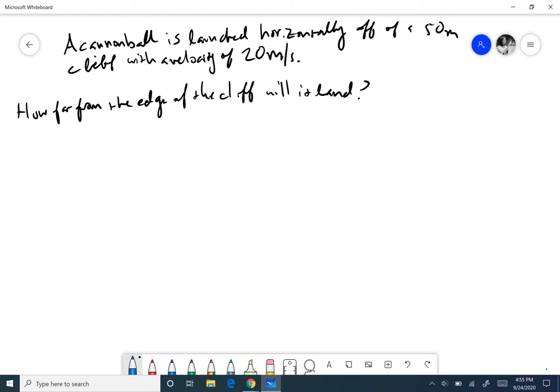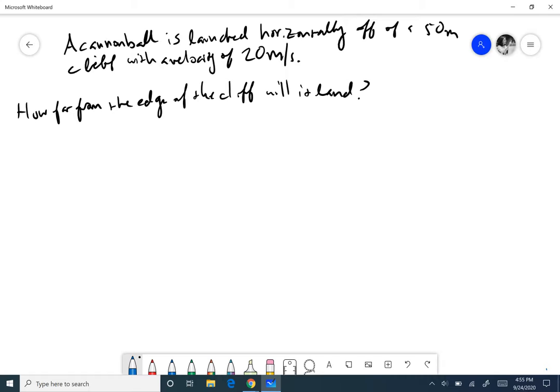Hi guys, I want to show you another example problem. This time we're looking at projectile motion and we're thinking about both the horizontal direction and the vertical because our cannonball is actually going to be launched this time, not just dropped. So let's look at the problem.